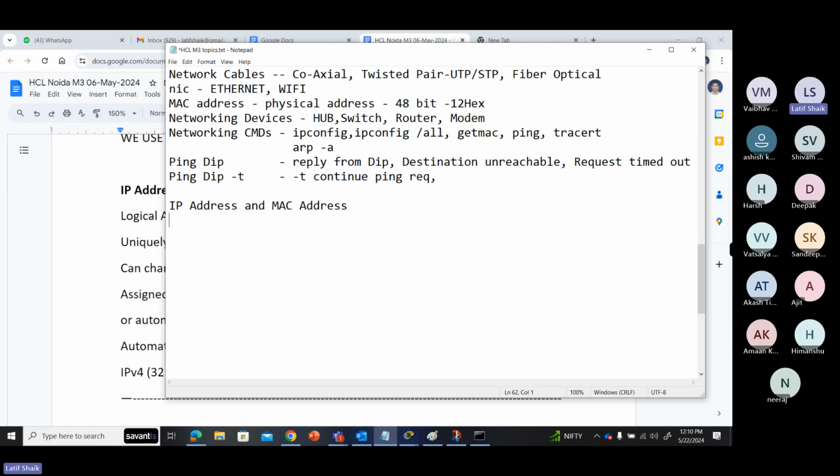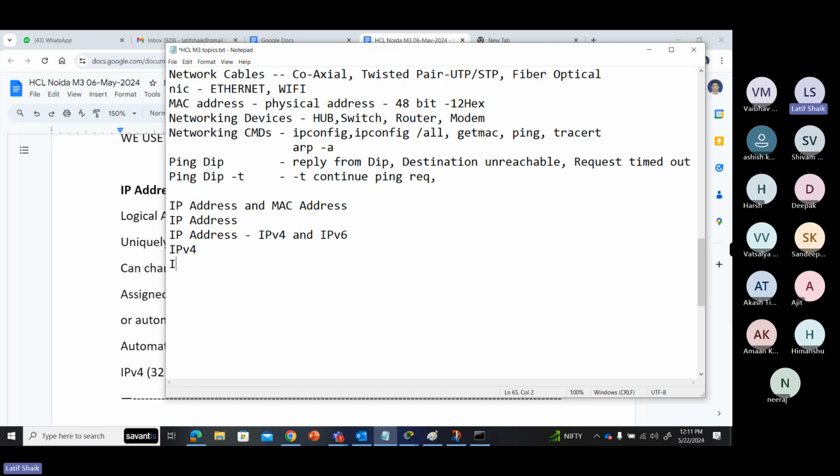We discussed what an IP address is, and in IP addresses we covered a few points on IPv4 and IPv6 differences, mainly IPv4. IPv4 is 32 bits, divided into 4 parts and represented in decimal format. IP address classes also we discussed.